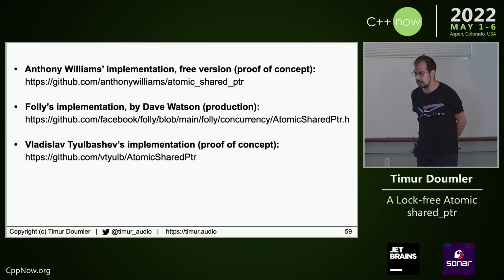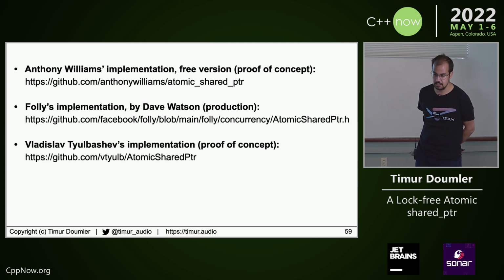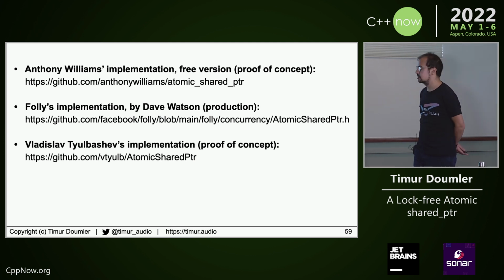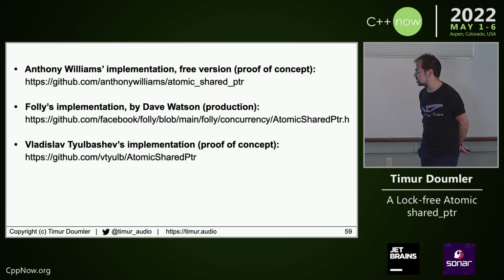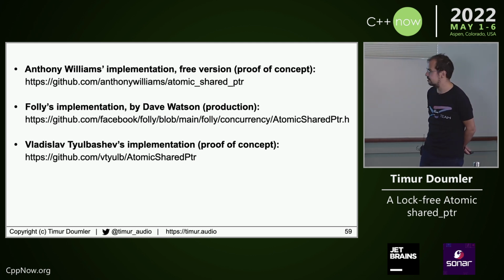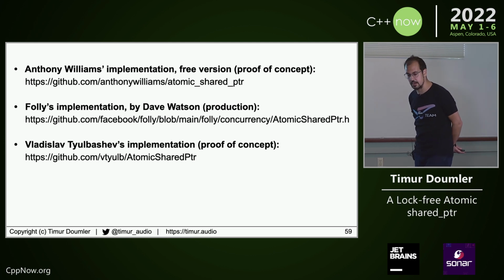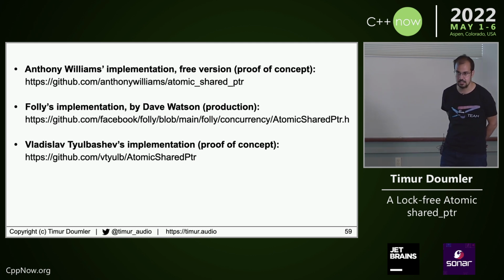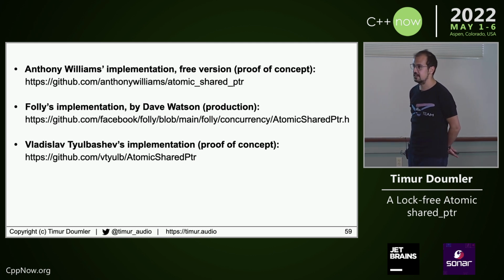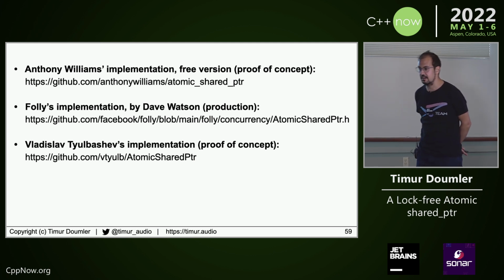Then there's another implementation in Facebook's Folly library, which is actually in production. It was written by Dave Watson, who doesn't work at Facebook anymore, but it is now maintained by David Goldblatt, and it is also free and open source, and you can look at it. And finally, there is a third implementation by Vladislav Tsubashev, who was also spending some time understanding this problem. He looked at Anthony Williams' implementation, and he didn't like it. Then he looked at Folly's implementation, and he didn't understand it. So then he just wrote his own, because that's what you do.